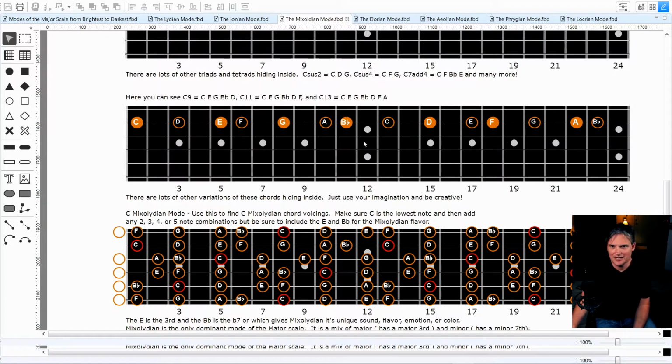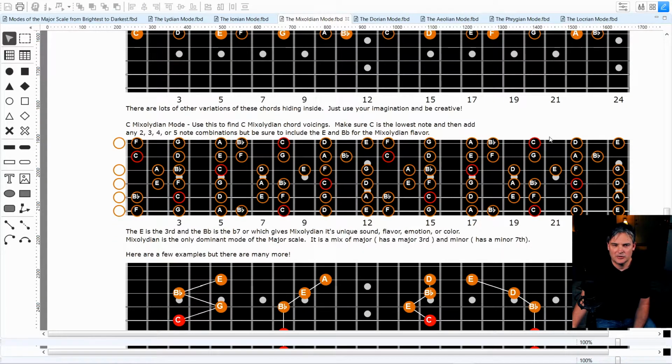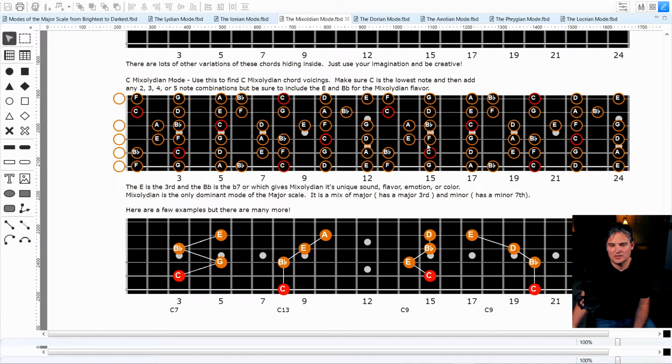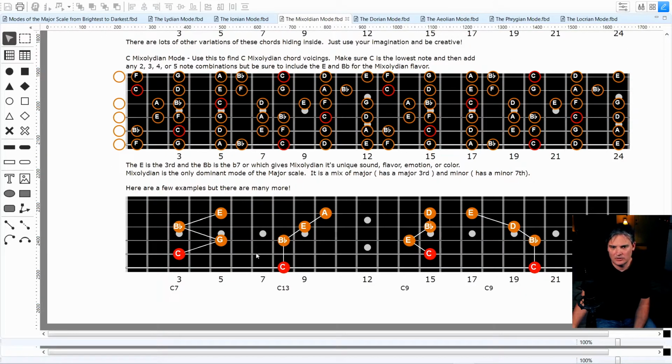You got a C dominant 9, a C11, and then a C13 or C dominant 13. Alrighty. Now to create a modal exclusive voicing for Mixolydian, you want to make sure to include the major third and the flat 7. Okay, and that will give you what you need to create a Mixolydian voicing. And then here's some voicing examples down below.